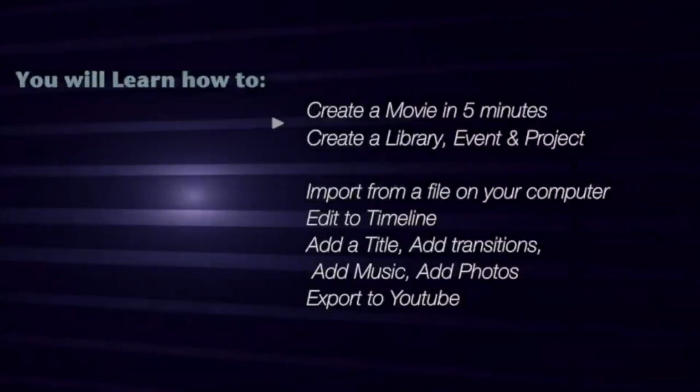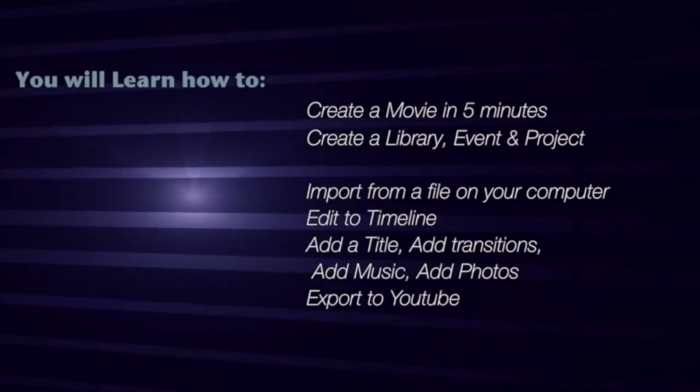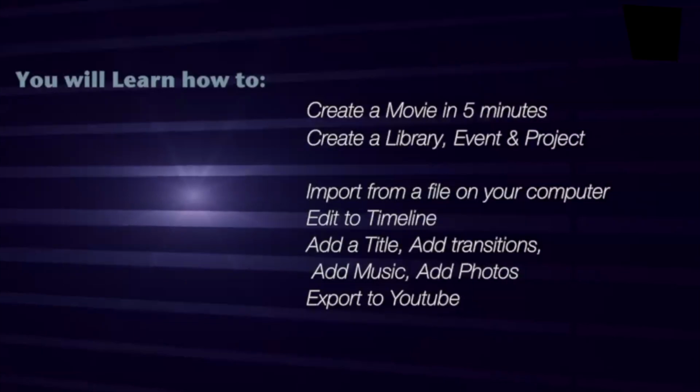In this lesson, you'll learn how to create a movie in 5 minutes. You'll create a library, an event, and a project. You'll import from a file on your computer. You'll edit that to the timeline. You'll add a title. You'll add transitions. You'll add music, add photos, and export to YouTube.